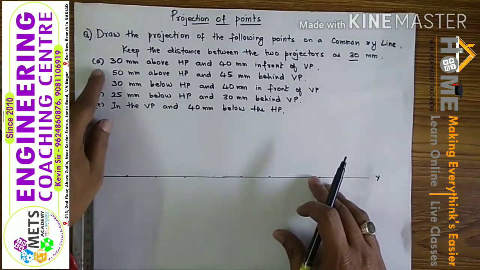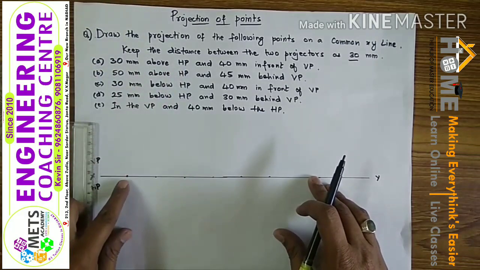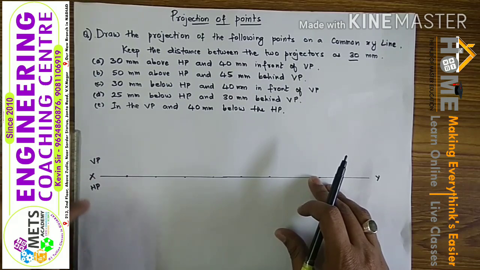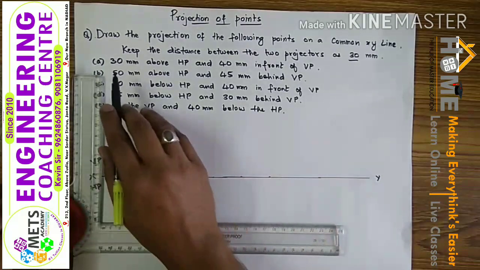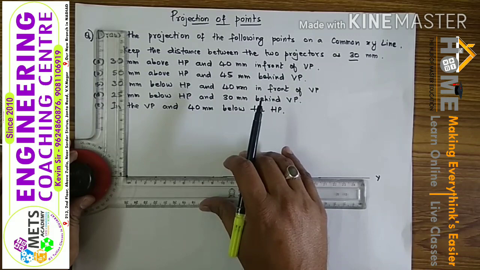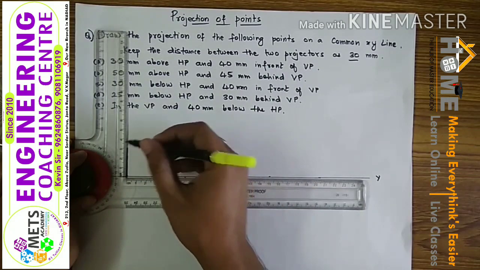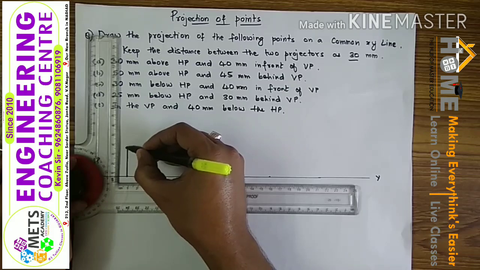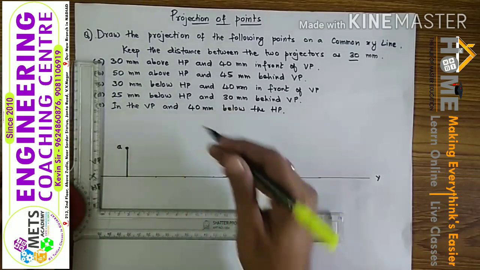Then for point A, A is 30 mm above HP. This is VP, the vertical plane, and this one is the horizontal plane. Above HP means we have to take 30 mm above. How much? 30 mm: 1, 2, 3, and here is the point. That point you call A.